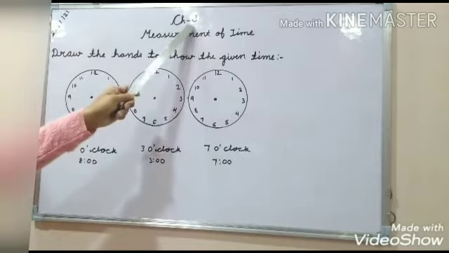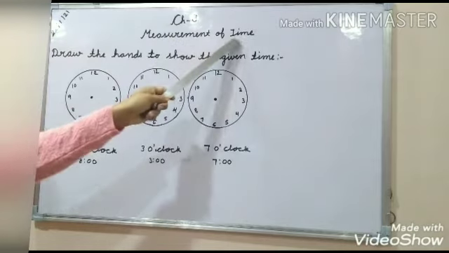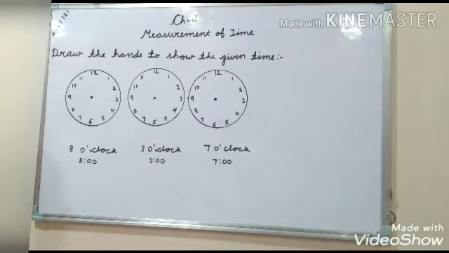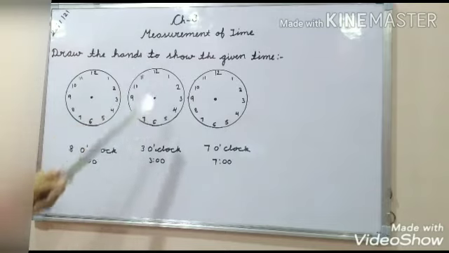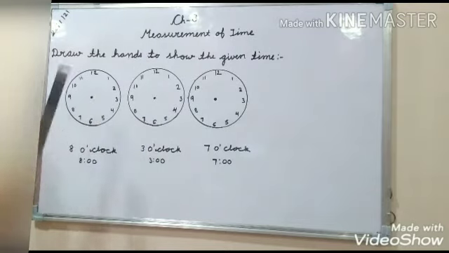Today we will continue chapter number 8, measurement of time. In this class we will learn to draw the hands of a clock to show the given time. So let's begin, children.